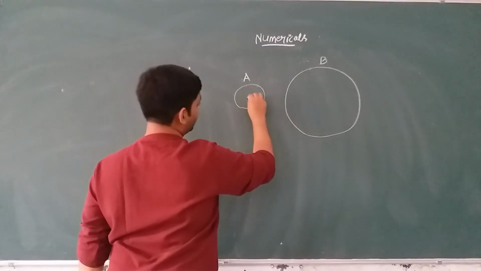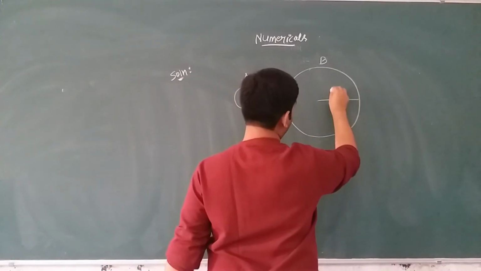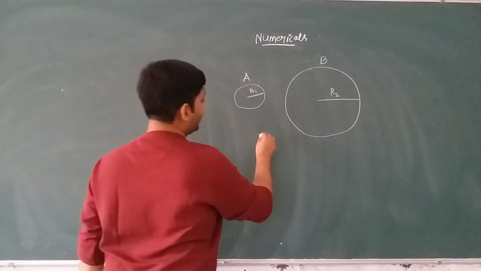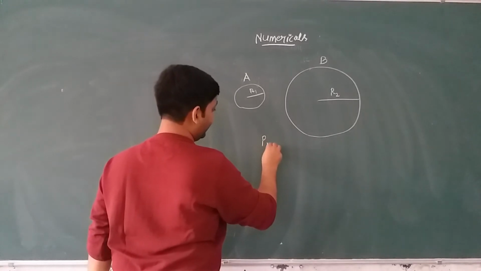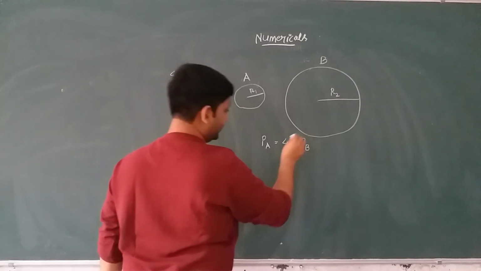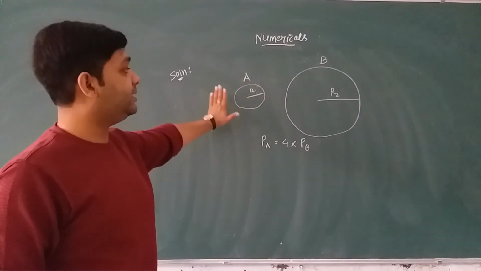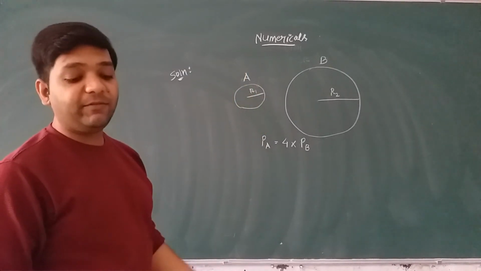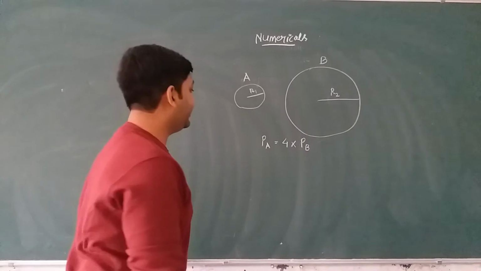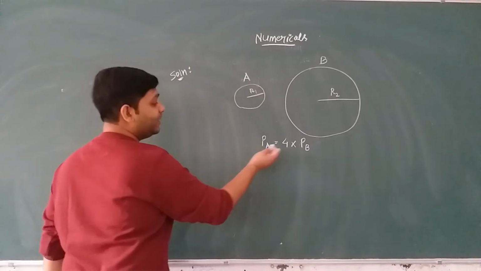Let's say the radius of soap bubble A is R1, and the radius of soap bubble B is R2. And we know that excess pressure inside soap bubble A is 4 times the excess pressure inside soap bubble B. This thing is given in the question. Now we have drawn a picture and this is the data available in the question, and we have to find the ratio of volume of the first bubble and the second bubble. So we know the value of excess pressure inside a soap bubble is 4T upon R. So we can put the values here.